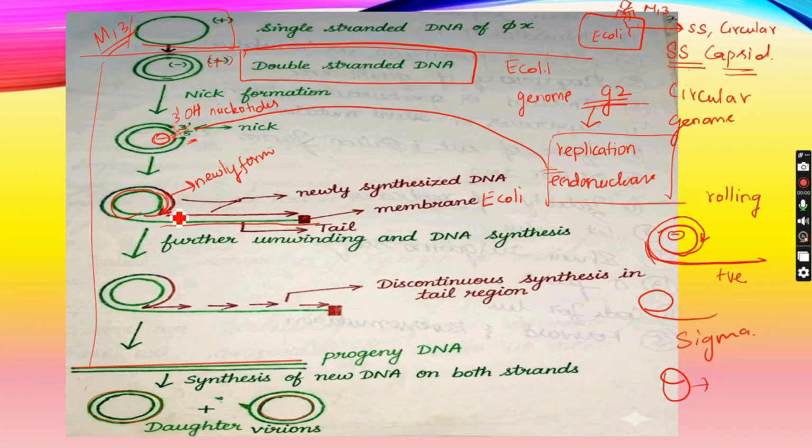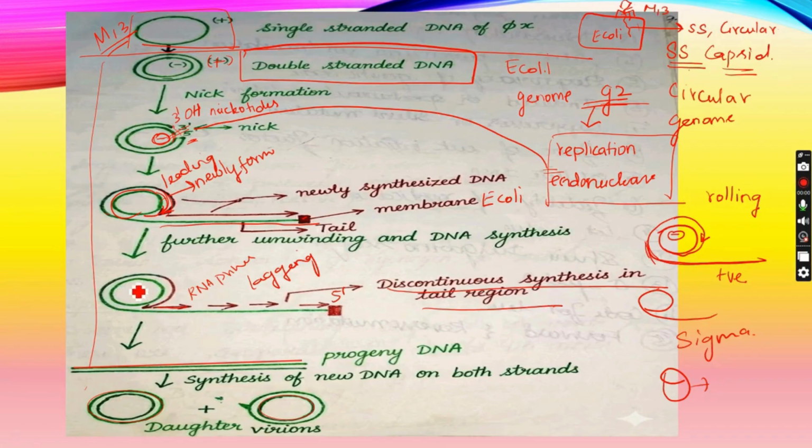Therefore, replication takes place from the 3' end in the form of the leading strand, whereas the plasma membrane is attached to the 5' end. From this 5' end, RNA primers are added, and the lagging strand is synthesized from this 5' end in a discontinuous manner in the tail region.